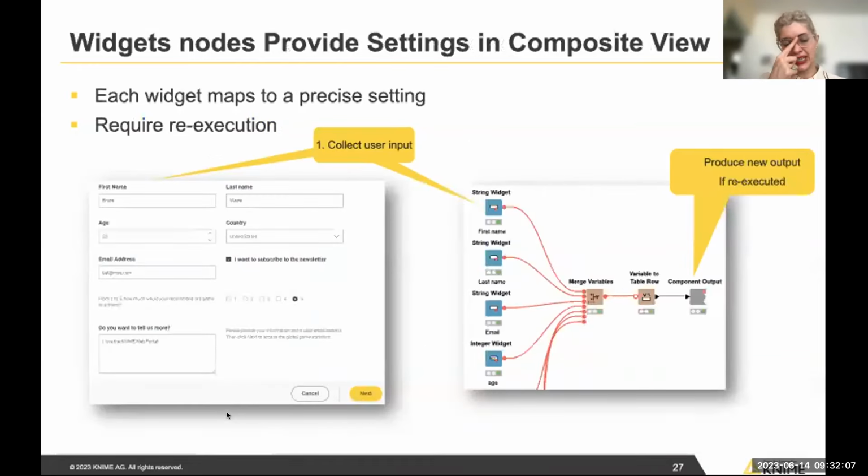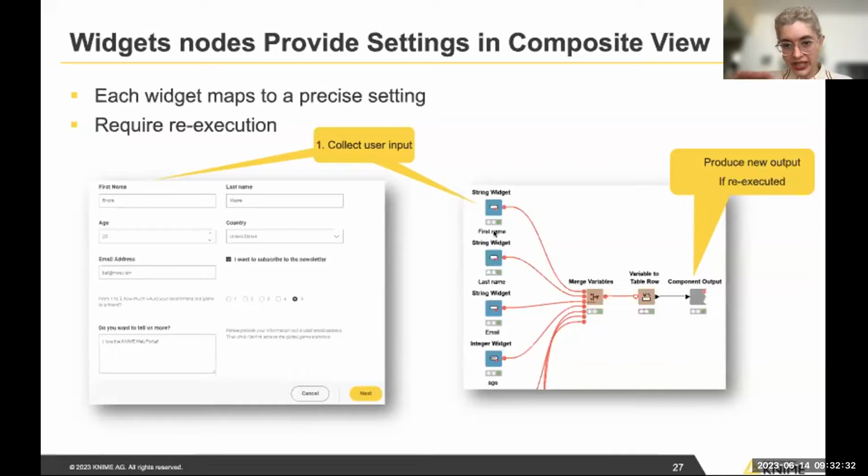And this is just a quick example of an interface here. You see, this is a data app as well. And this corresponds to a customer survey. We ask for the first name, the last name, the age, the country, email address. We ask for a bunch of things. And obviously, this can vary, right? People can give different values for these widgets.